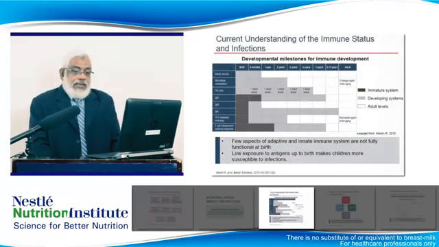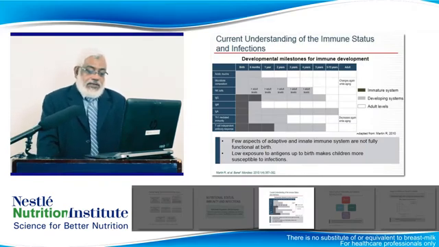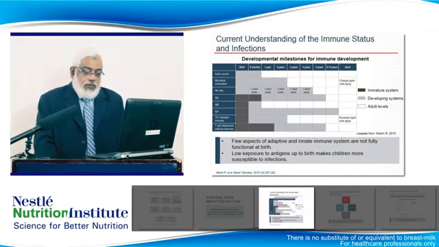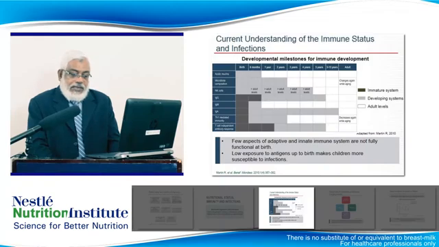About current understanding of immune status and infections. Developmental milestones for immune development. This graph shows few aspects of adaptive and innate immune systems are not fully functional at birth. Low exposure to antigen up to birth makes children more susceptible to infection.